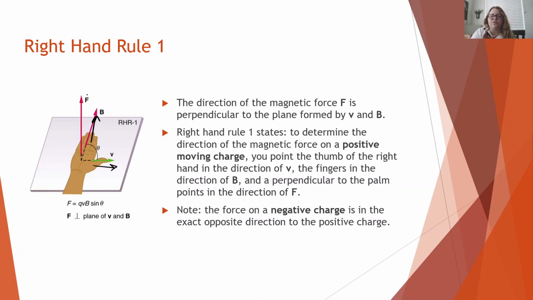This is for a positive moving charge. For a positive moving charge, note that the direction will be above your hand, so out of the palm of your hand, up, I guess you could say. And when we have a negative charge, it's going to be the opposite. It's going to be going down into your hand, through your hand. So that is a way that we figure out the direction of the magnetic force.